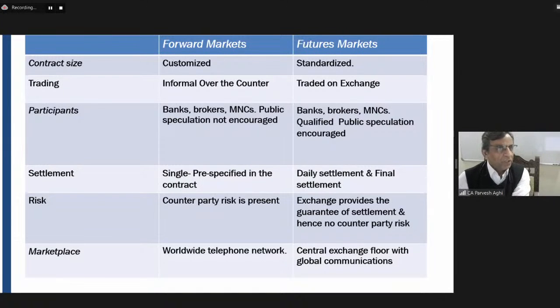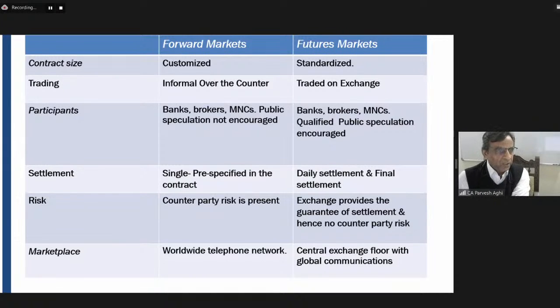Here, we have one more participant in the futures market, that is a speculator, which is missing in the forward market. So speculation is not encouraged in the forward markets, whereas in futures markets, it is always encouraged. Then there is one settlement which happens in the forward market, and there are daily settlement and final settlement taking place in the futures market.